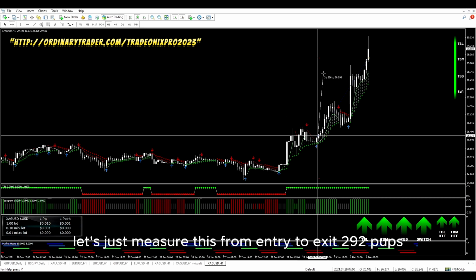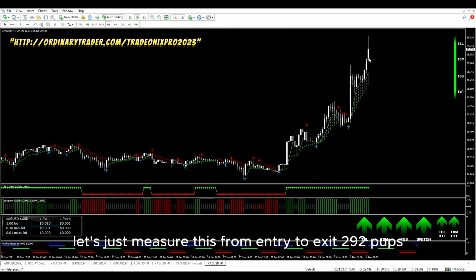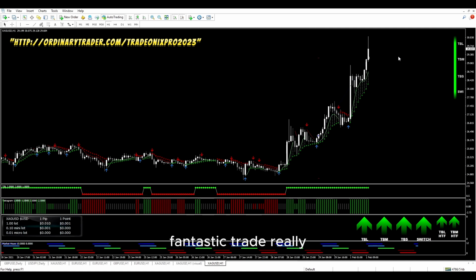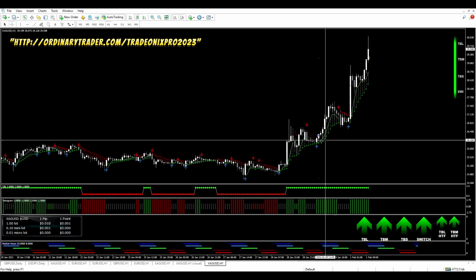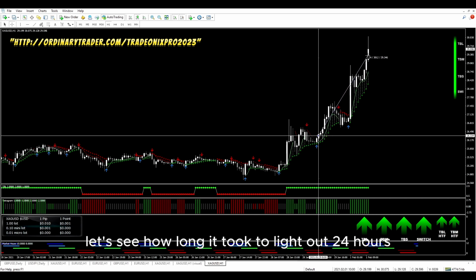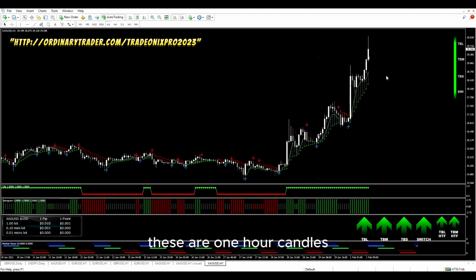Let's just measure this. From entry to exit, 292 pips. Fantastic trade, really. And took full advantage of the news in the markets. Let's see how long it took to play out. 24 hours. These are 1 hour candles. Great result. $2,918 in the bag. Thank you.